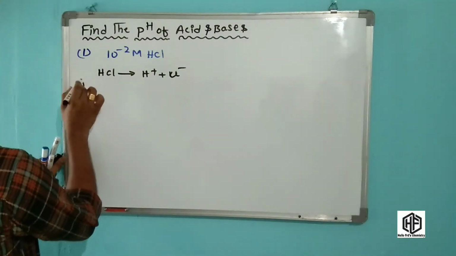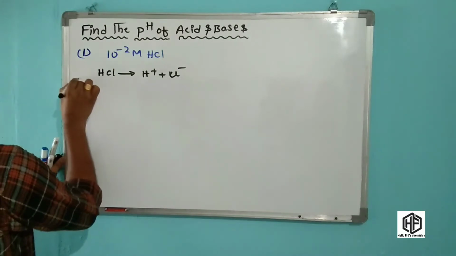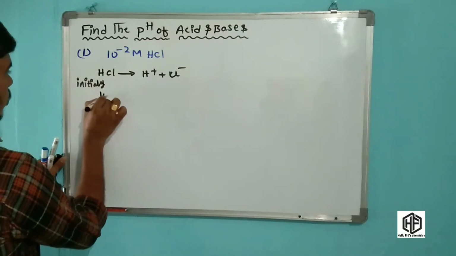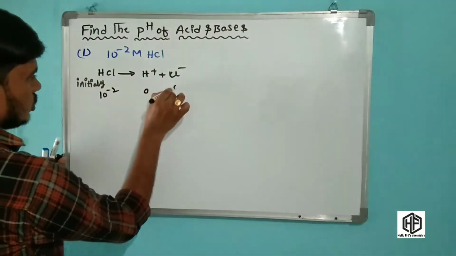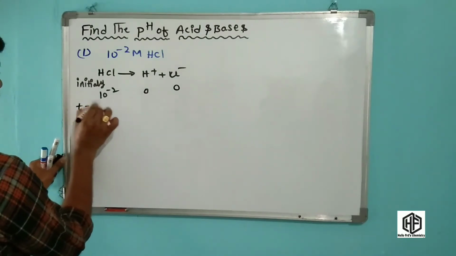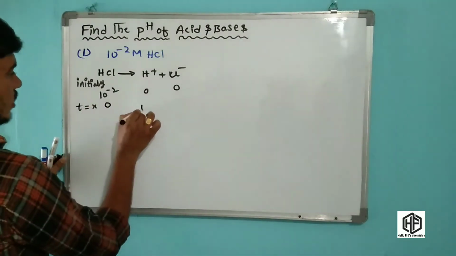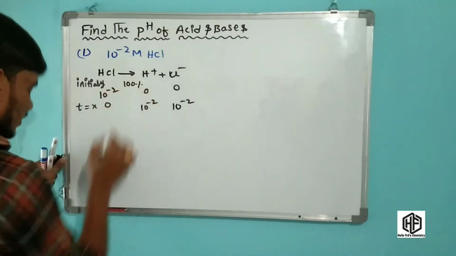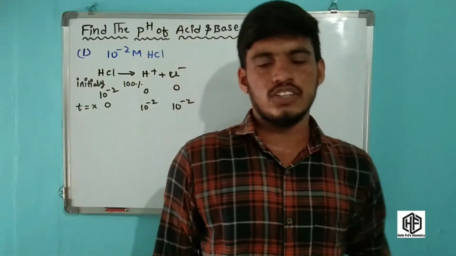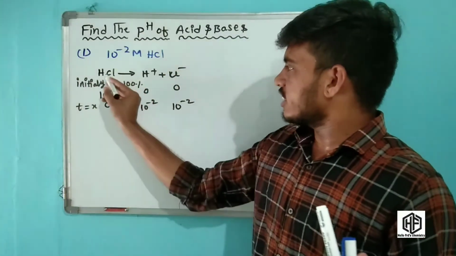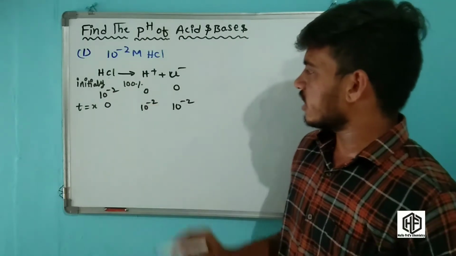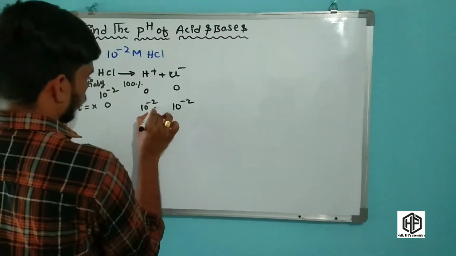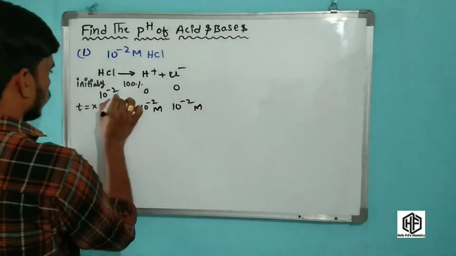Now, initially HCl is 10 to the power of minus 2 molar and the products are 0. At time T equals X, what happened? The products go from 0 to 10 to the power of minus 2 and 10 to the power of minus 2, because a strong acid has 100% dissociation. Friends, HCl is 100% dissociated into H plus and Cl minus. Now the H plus ion concentration is 10 to the power of minus 2 molar, and the Cl minus is also 10 to the power of minus 2 molar.